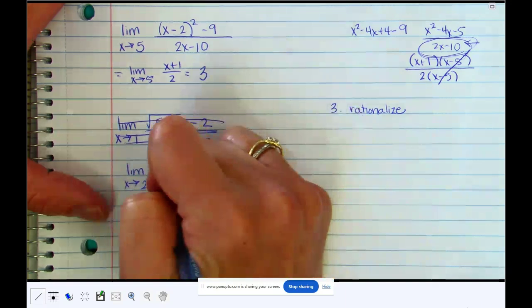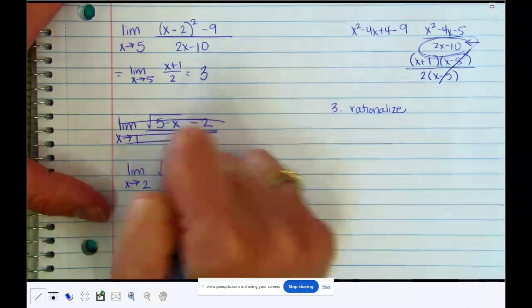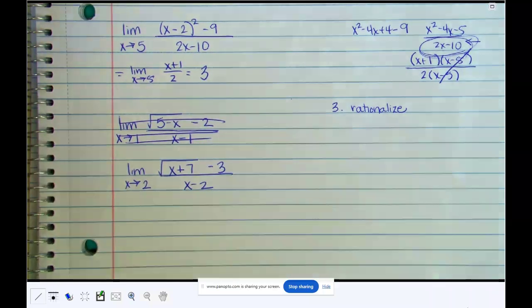Okay, let's go. I didn't know you could erase them. X plus 7. Okay, this is what I want. Okay, here we go.